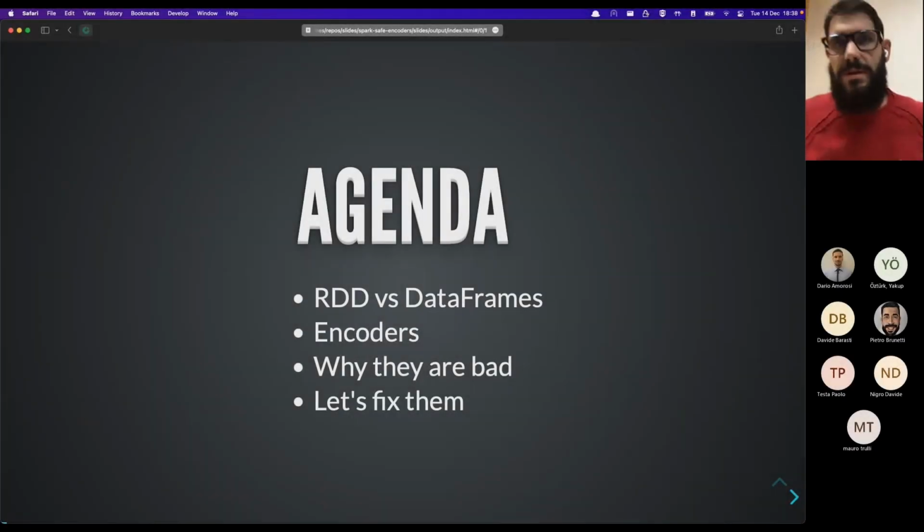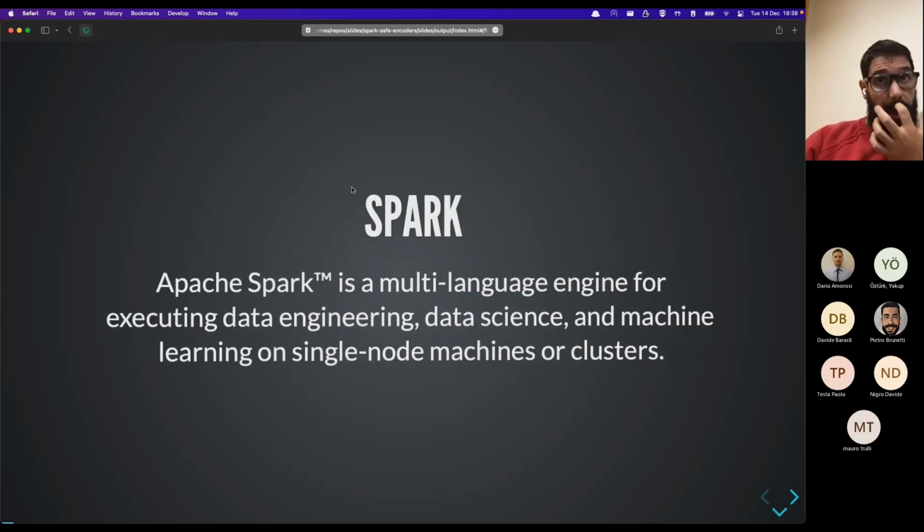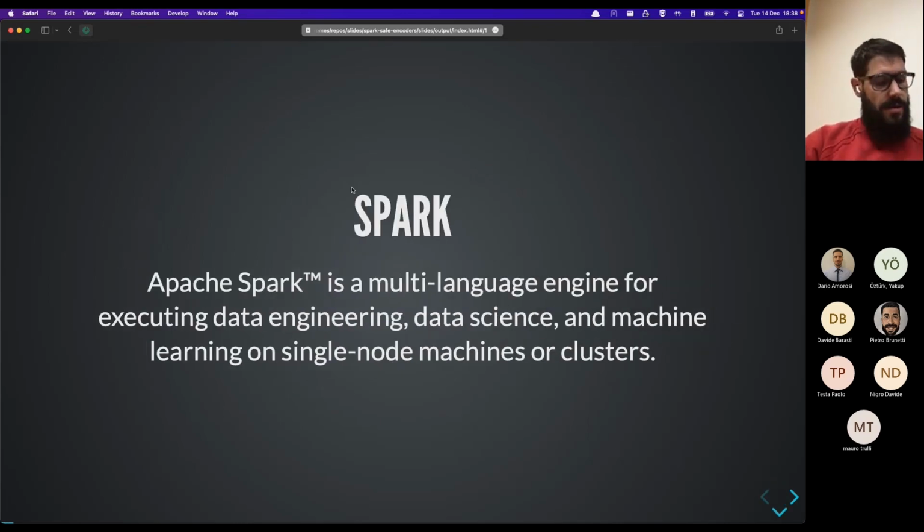See, encoders are very powerful, but they have some problems with how they've been implemented in Spark. So we will see why their implementation is kind of bad and some ways to fix these problems. For whoever doesn't know what Spark is, Apache Spark is a multi-language engine for executing data engineering and data science jobs.